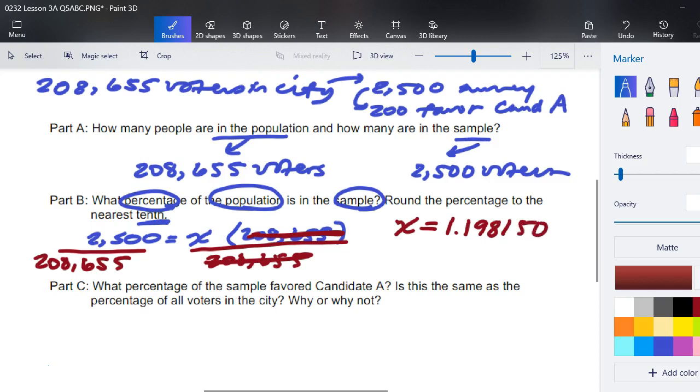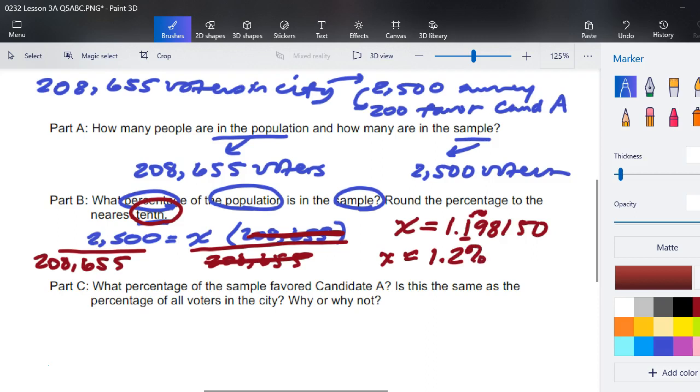198,150. The directions ask us to round this to the nearest tenth, meaning here is my tenth, and that's the place to the right of it. My final answer will be about 1 2/10%.